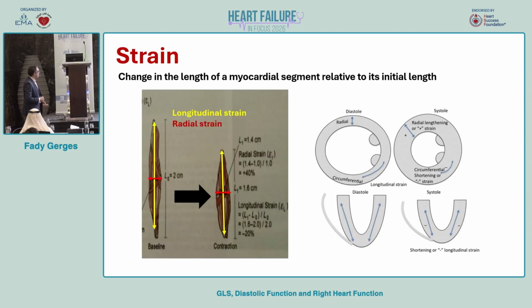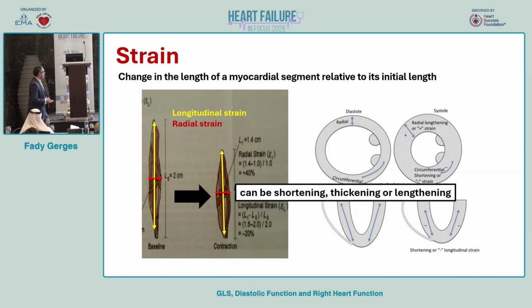So look at this. This is the strain basically. It's a very easy illustration. So this is a myocardial fiber. So this is during contraction. This is during baseline or diastole or relaxation. So we're talking here about both the radial and longitudinal strain. It's briefly a change in the length of the myocardial segment relative to its initial length before contractility.